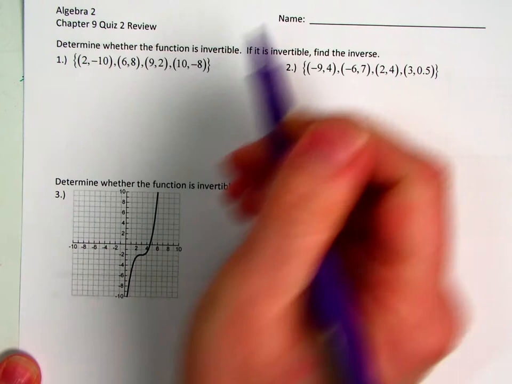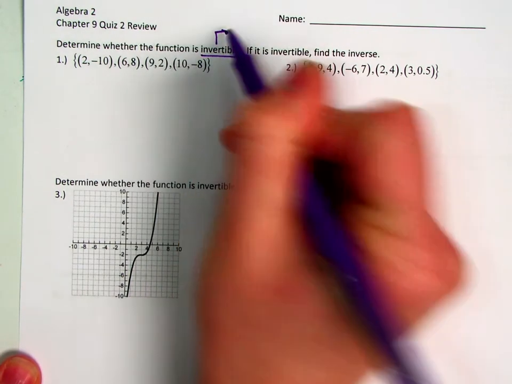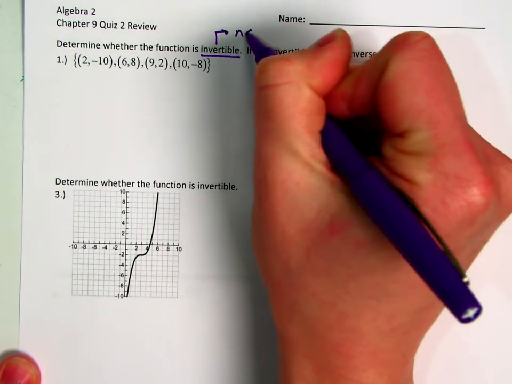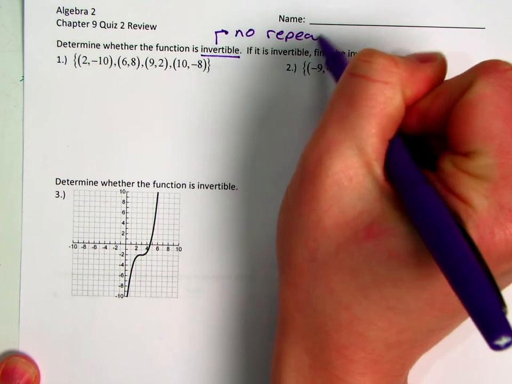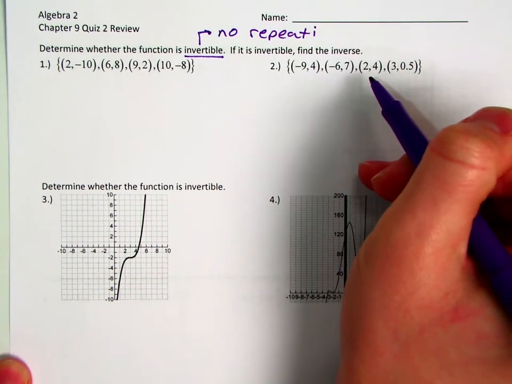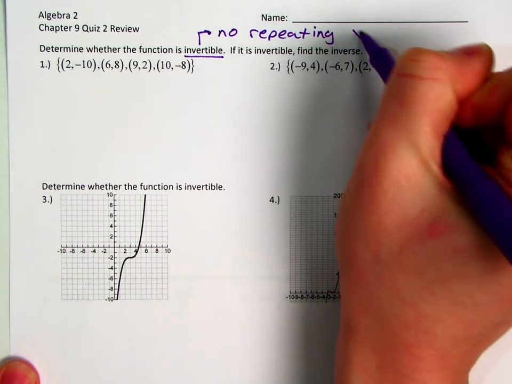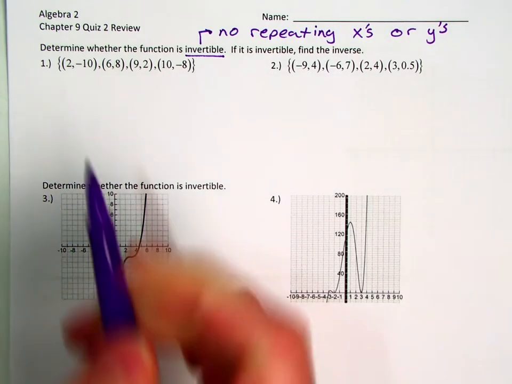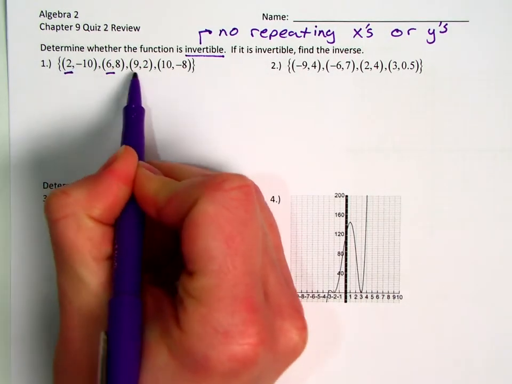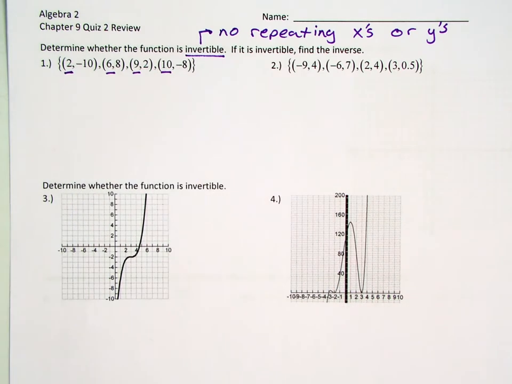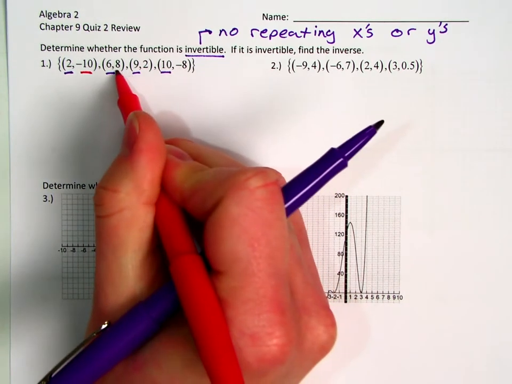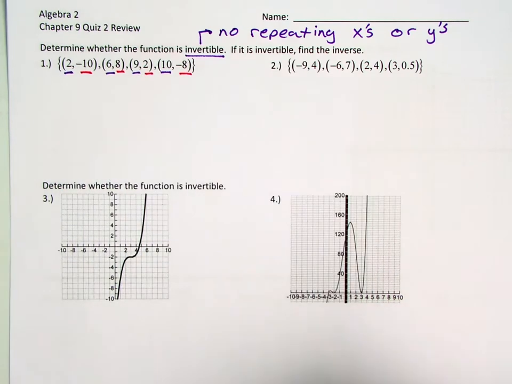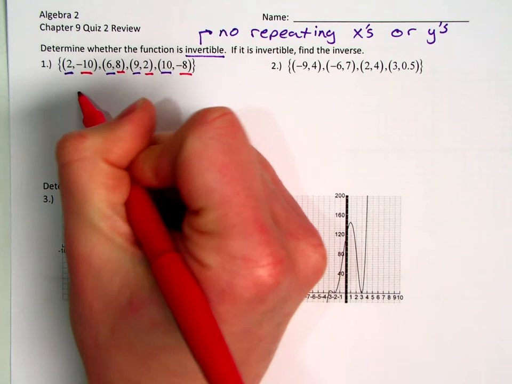So we're going to start out with just determining whether or not a set of points is invertible. When we look at these sets of points, if I want to know if it's invertible, remember the idea is there has to be no repeating x's or y's. So when I look at this first one, my x's are 2, 6, 9, and 10. That's good because there are no repeating x's. Then I look at the y's, which are negative 10, 8, 2, and negative 8. There were no repeating x's and no repeating y's, so that tells me that yes, this is invertible.